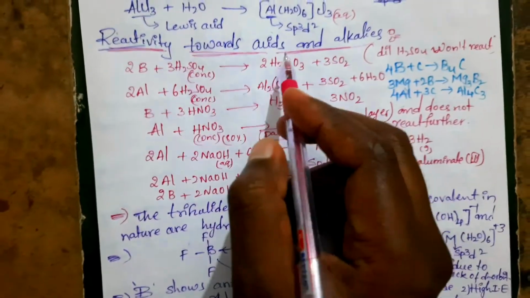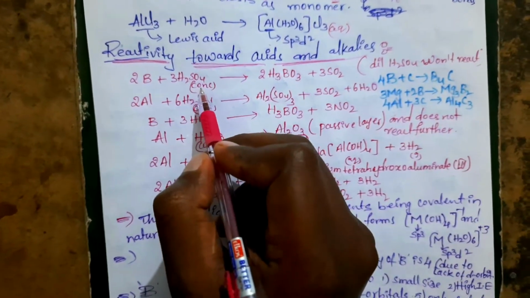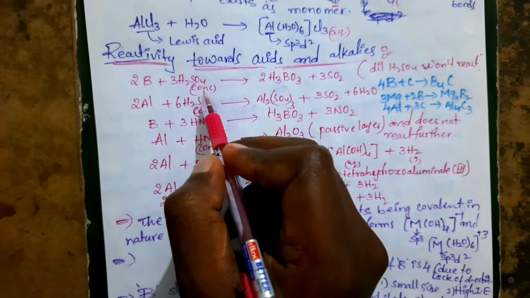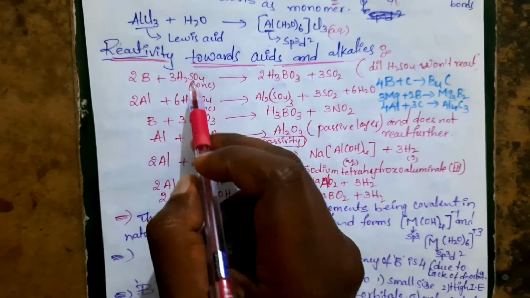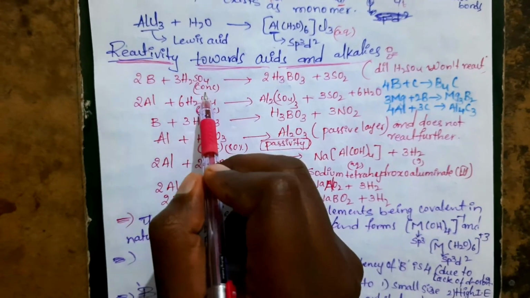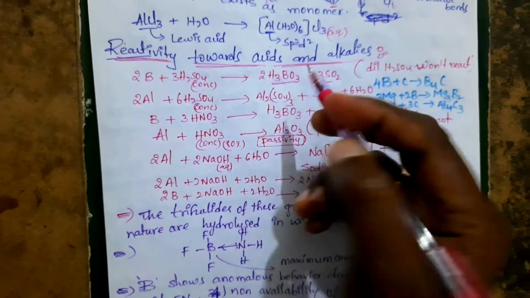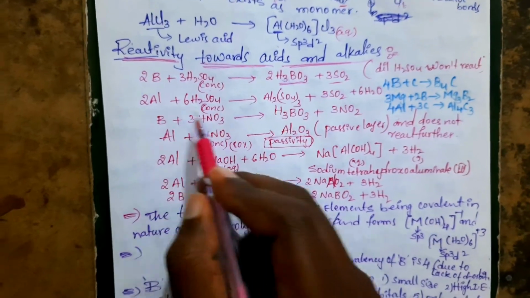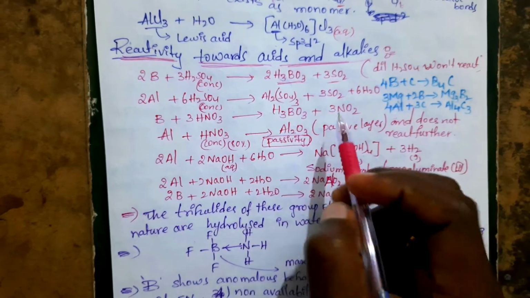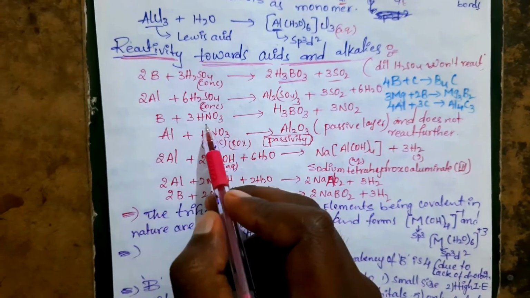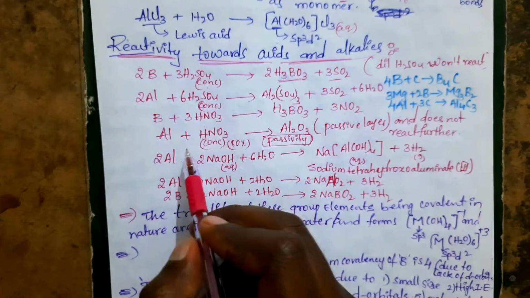Now you can see reactivity towards acids and alkalis. Boron reacts with concentrated sulfuric acid only. It does not react with dilute HCl or dilute HNO3. It reacts with concentrated HNO3 and H2SO4 to form boric acid and sulfur dioxide. Now aluminum reacts with sulfuric acid, forming aluminum sulfate plus sulfur dioxide and water. Boron can react with HNO3 and forms nitrogen dioxide and boric acid.